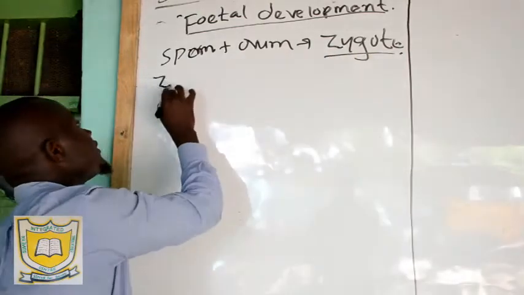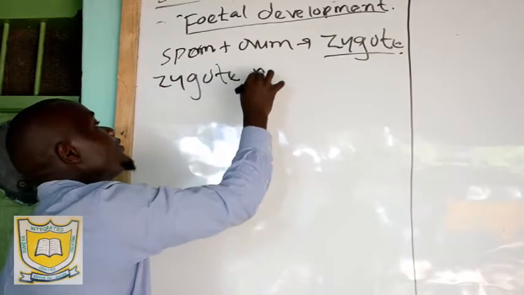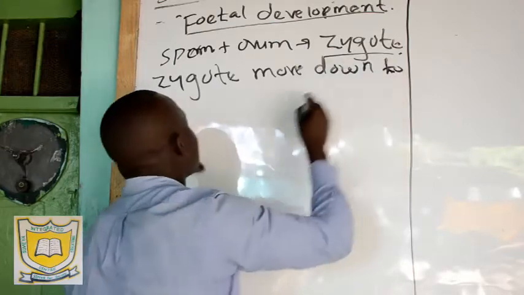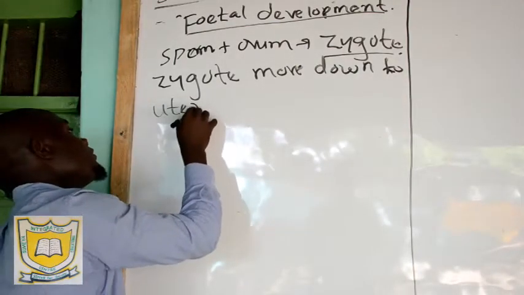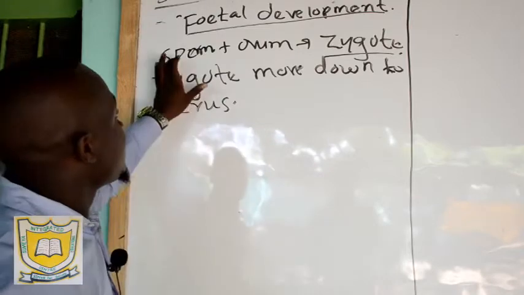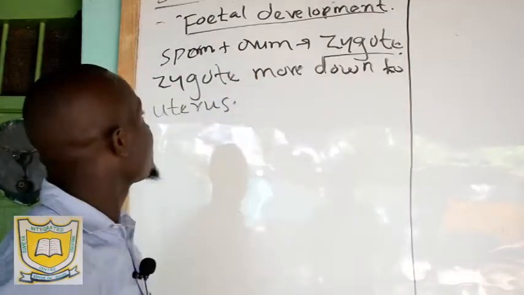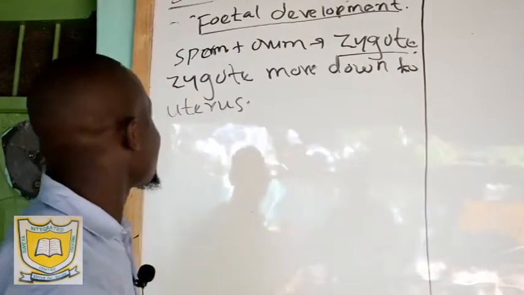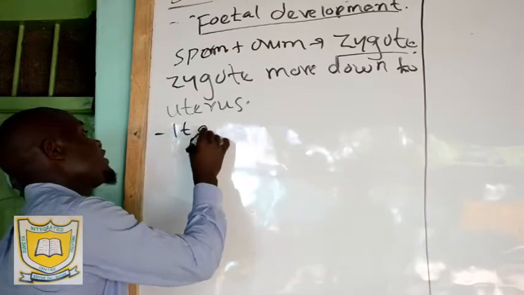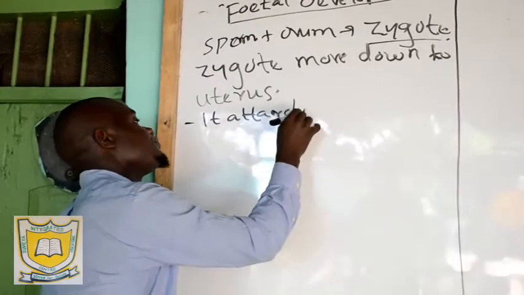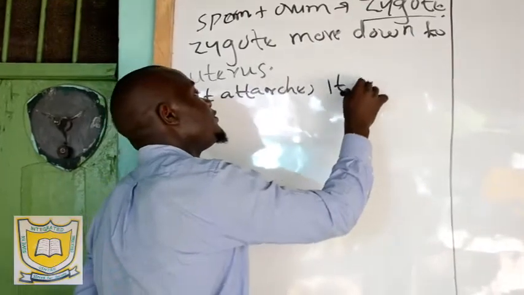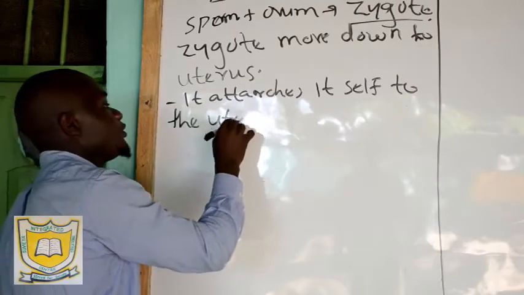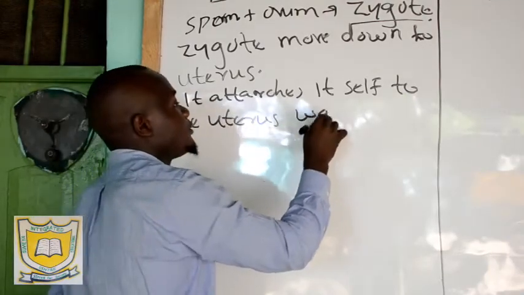Thereafter, the zygote moves down to the uterus. When we have fertilization, that is sperm plus ovum, it forms a zygote. Thereafter, the zygote moves down to the uterus. When it moves down to the uterus, it attaches itself to the uterine wall, to the uterus wall.